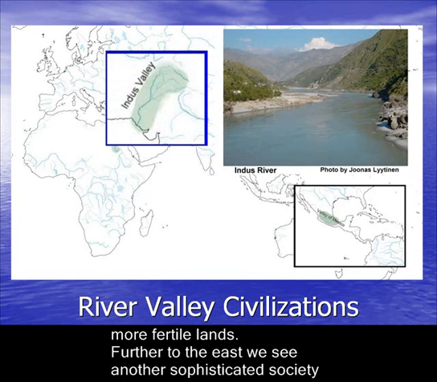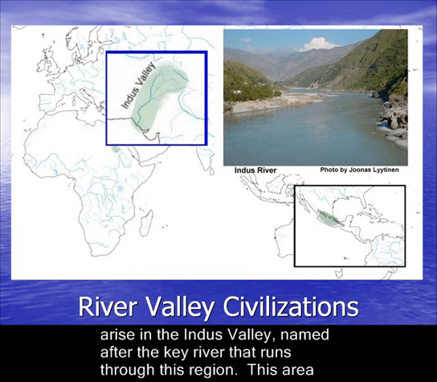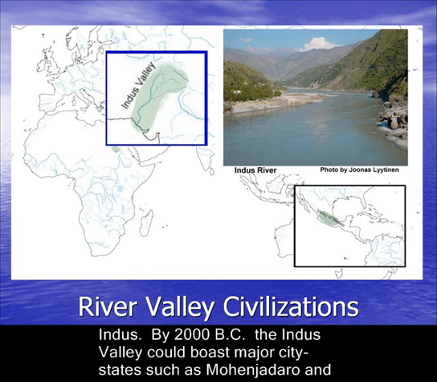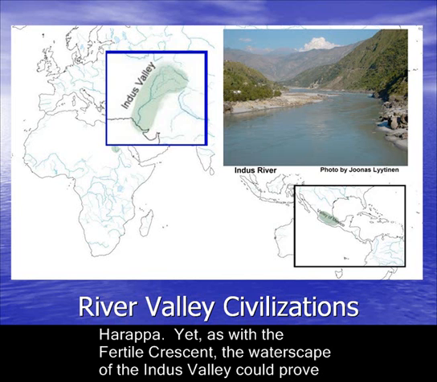Further to the east, we see another sophisticated society arise in the Indus Valley, named after the key river that runs through this region. This area lies largely in modern-day Pakistan, which still derives much of its water from the Indus. By 2000 BC, the Indus Valley could boast major city-states such as Mohenjo-daro and Harappa.